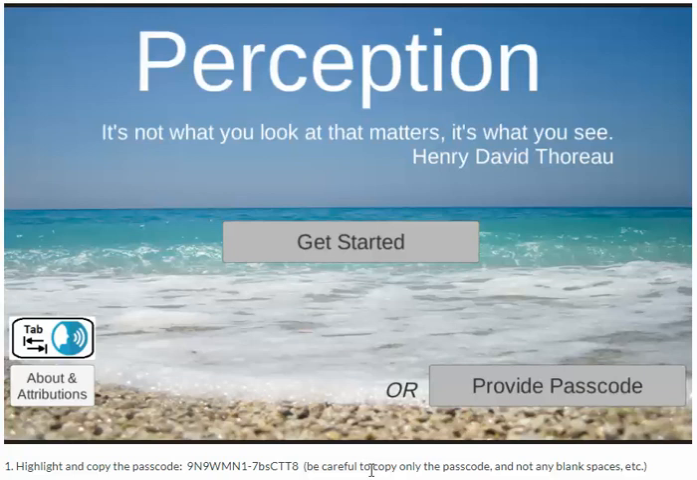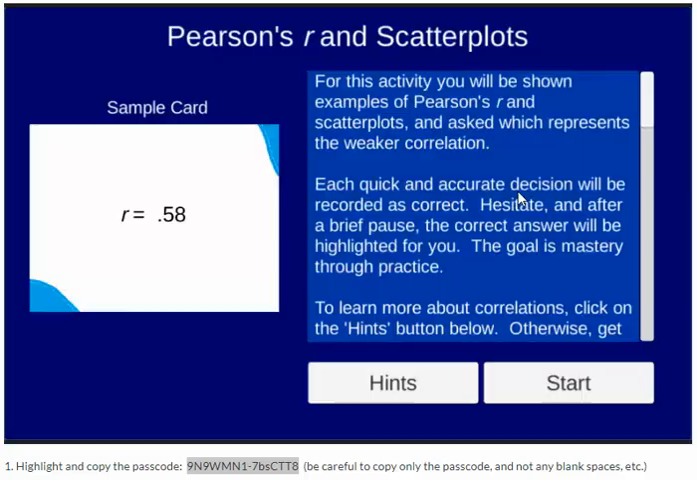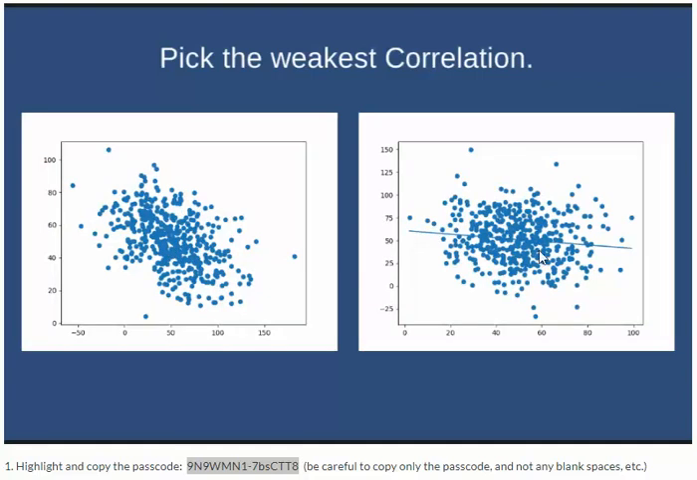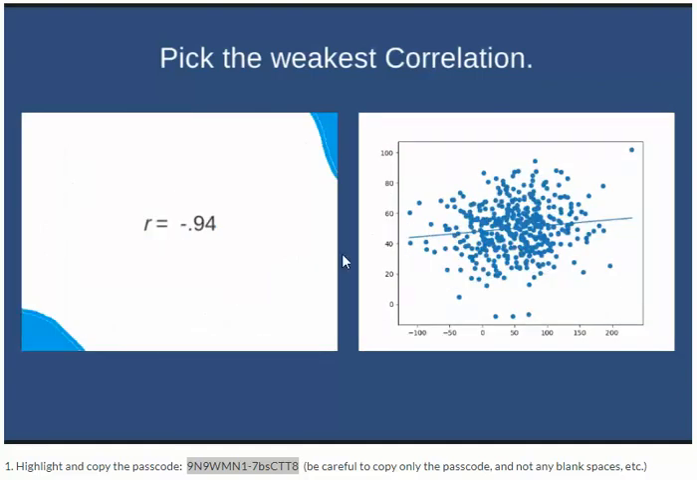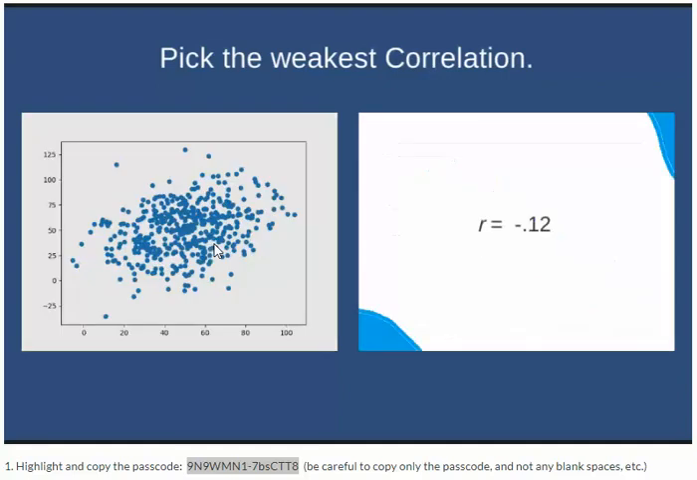We're going to be using the Perception app to take a look at scatterplots as well as Pearson's R. To get started, highlight the passcode, copy it, click on the Provide Passcode button, paste in the field the passcode, click OK. Then click on Start, and now you'll see that we are looking at scatterplots as well as Pearson's R. We want to click on the one that represents the weakest correlation.